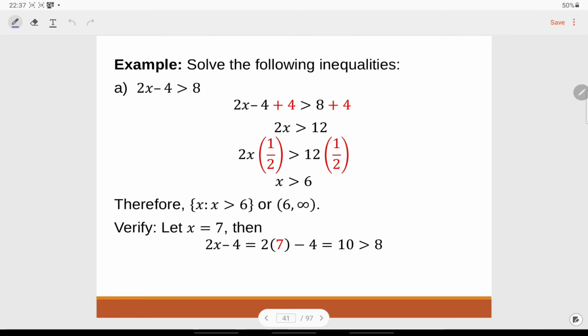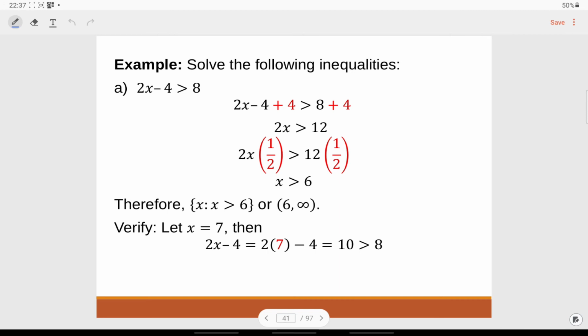Okay, we consider the following example. Solve the following inequalities. Solve means we need to find the value for the x. Okay, so we have 2x minus 4 greater than 8. So we use the properties of inequalities to solve this inequality.